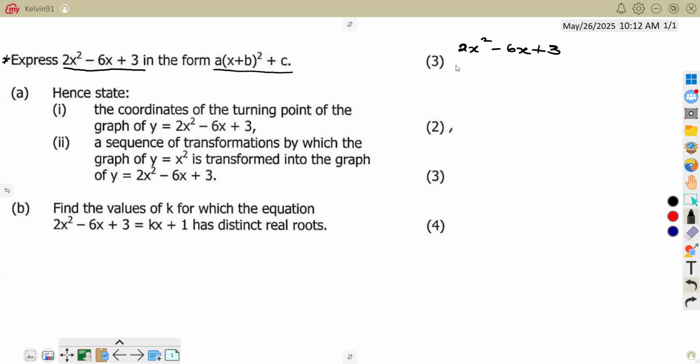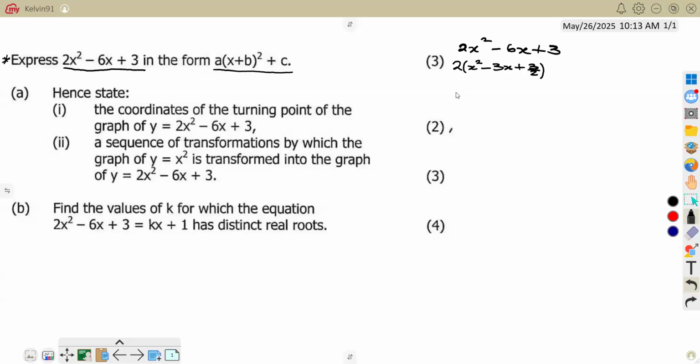So how do we do that? We have to factor out whatever is the coefficient of x squared if it's not unit. Therefore, we are going to have 2 times (x squared minus 3x plus 3 over 2). Here, what we did simply means when we factor out 2, we divided every term by 2. So we are now having this.